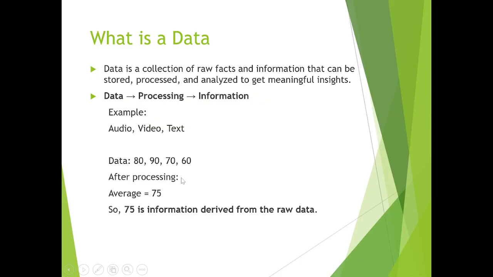After processing, what is meant by processing? We do a calculation, an average. What is the average among all these numbers? 75. 75 is information, in the sense that 75 is the average of all this data. That is called information; it is meaningful. Data is simply a fact, and information is meaningful data. If you see 80, 90, 70, we cannot say anything about this data. It is not in any order or sequence, so we cannot say anything.